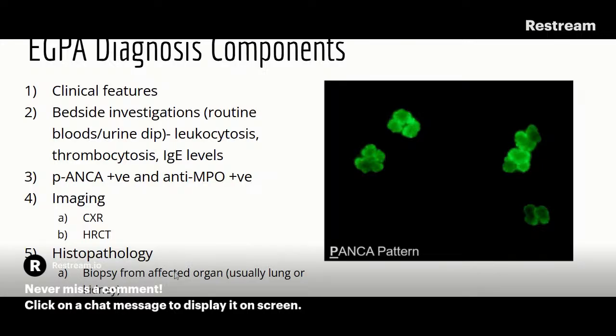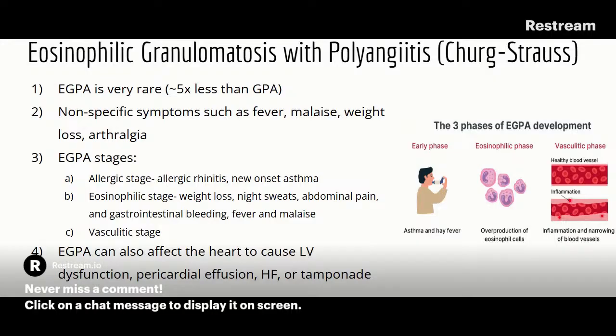Bedside investigations. So again, you're going to do routine bloods, your FBC, your U&Es, your LFTs, your CRP. Now, note in EGPA, if we go back a little bit, when we talk about symptoms, it can affect your kidneys and can affect your lungs, but it's less likely to. We generally see this new persistent asthma, this allergic rhinitis, this fever and the malaise and the weight loss, right? You might see some GI bleeding, but not as much affecting your lungs and your kidneys specifically.